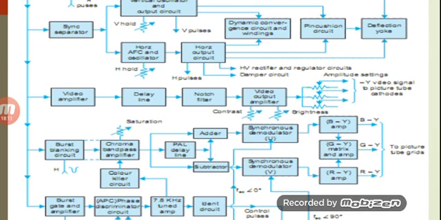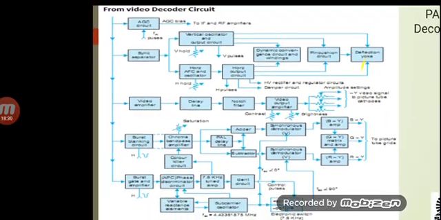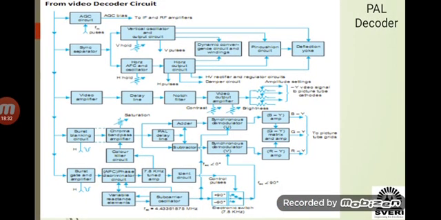So if a monochrome television is there, only Y will come into the picture, and if a color television receiver is there, then we have to go for values of R, G and B, which will be given to the respective electron gun for R, electron gun for G and electron gun for B. And this is how a PAL decoder works.